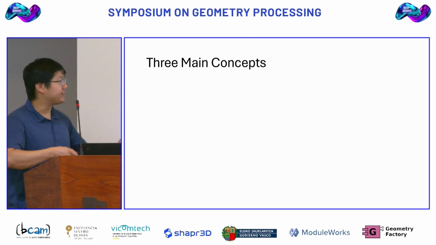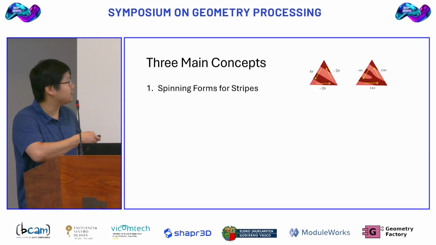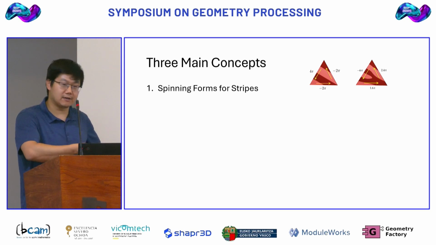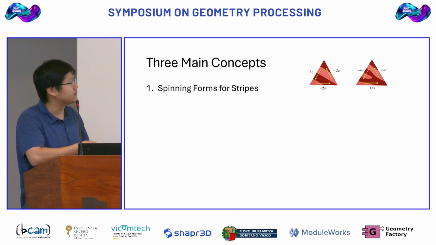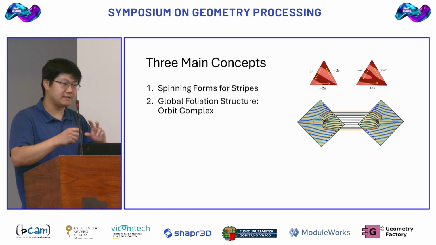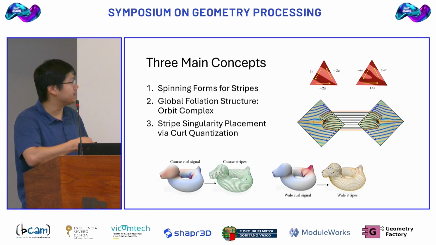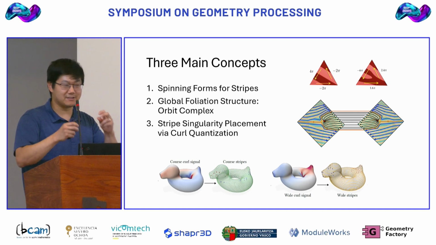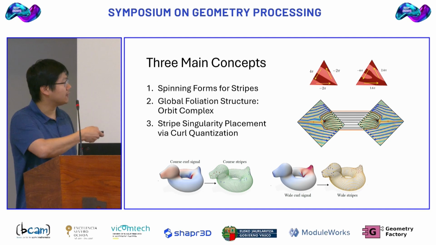I really want there to be three main concepts from this section of the talk. First, this is not ours. This was introduced by a 2015 work on stripe texture generation from Knöppel et al. These are the spinning forms for specifying stripe patterns. Second, I want to talk about the global foliation structure and how it relates to maintaining these hard manufacturing constraints. And lastly, I wanted to offer a philosophy on the stripe singularity placement for geometric shaping, guided by the curl of the guiding vector field.